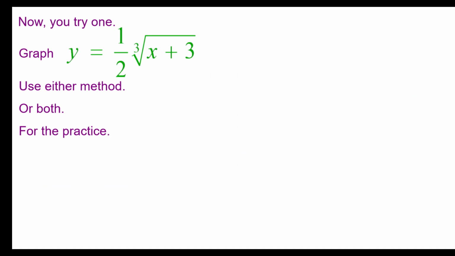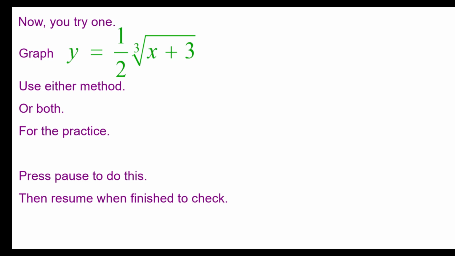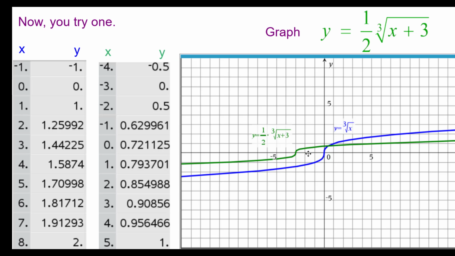Now you try one. Graph y equals 1/2 times the cube root of the quantity x plus 3. Use either method or both for the practice. Press pause to do this and resume when you're finished to check your answer. And here's your answer in green along with the table of values.